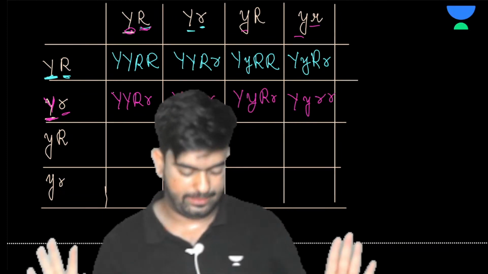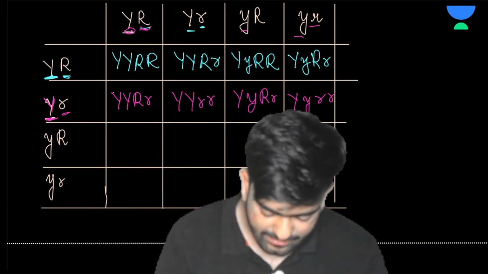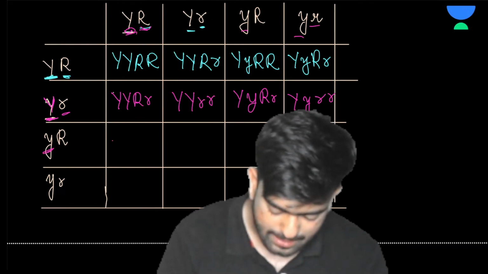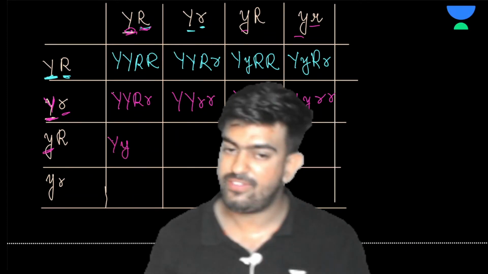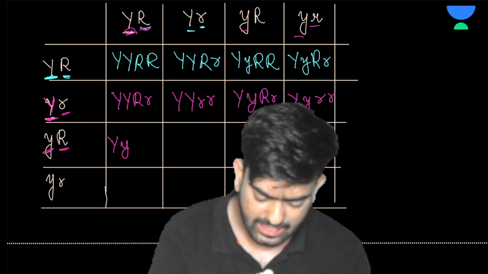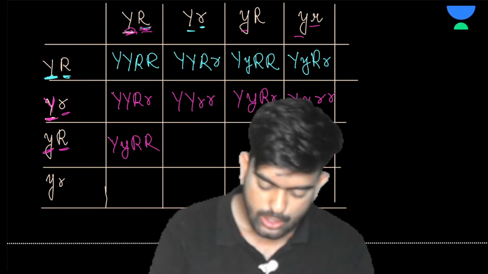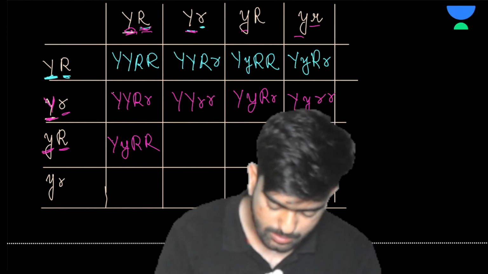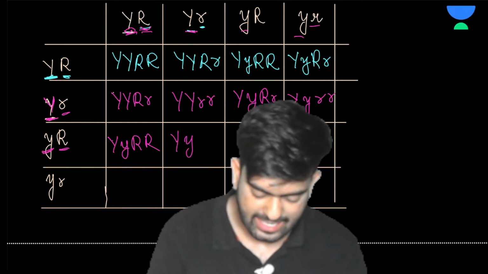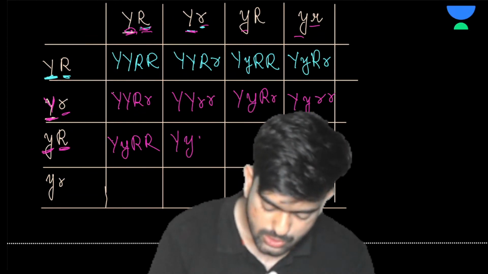Done. Great. Now next what? Let's have, this is small y and this is capital Y. So capital Y and small y. This is capital R and this is capital R. So we have written capital R, capital R. Now what? This is capital Y, this is small y. So capital Y and small y, and this will be capital R and small r.